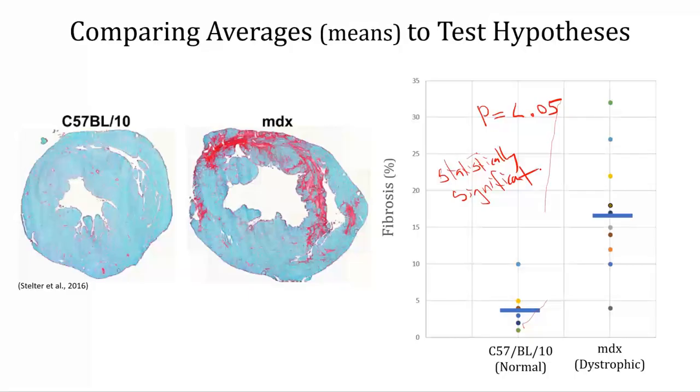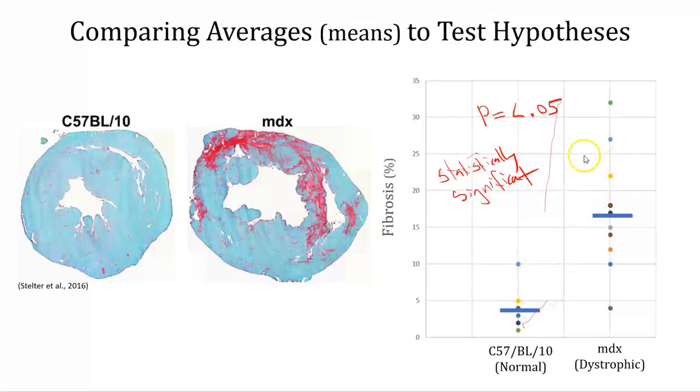In other words, it's very likely that the difference that we're seeing here is not due just to random luck of the draw. P of less than 0.05 means that there is less than a 5% chance that the reason these averages are different is just because of random luck of the draw. In other words, there's a better than 95% chance that the reason we see a difference in these averages is because of a real difference in the hearts.